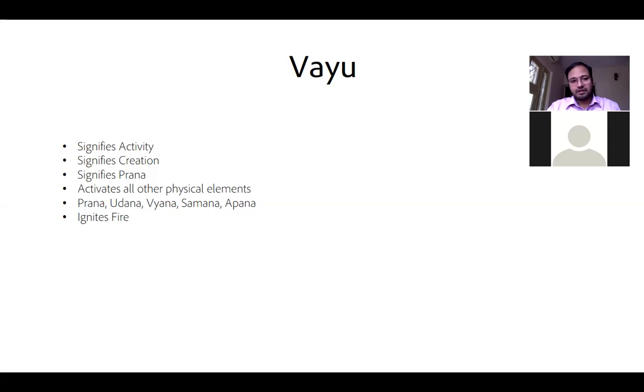Vayu also ignites fire, because without Vayu, you cannot have fire. So there is a natural progression from Akash to Vayu, and then to Agni. So all these elements fall into an order where one leads to another. So without Vayu, you cannot expect fire to take place, because fire requires Vayu to be present in the atmosphere.